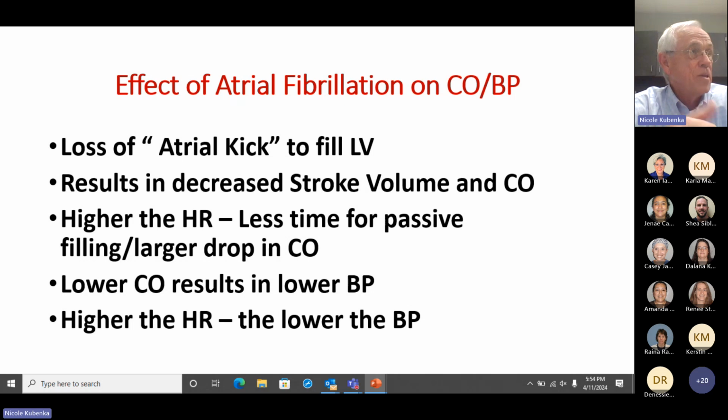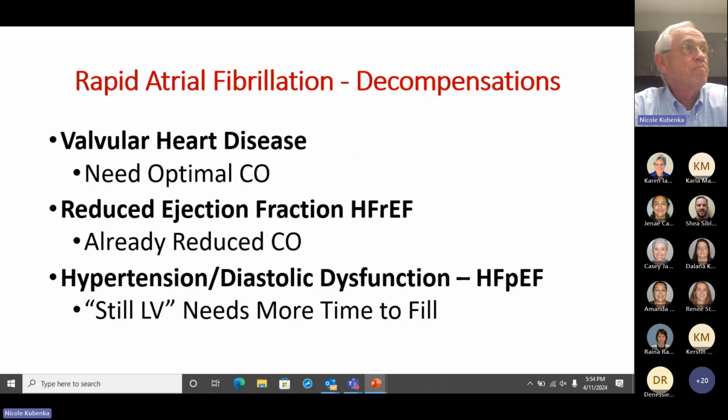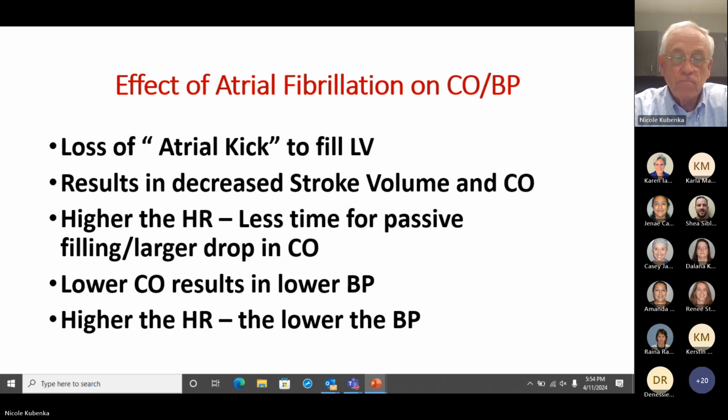So I get calls all the time. Do you really want to give this metoprolol? The blood pressure is only 90s. I say, what's the heart rate? 130. Absolutely. It's totally for the heart rate. That's a very common, I wouldn't say misunderstanding, just lack of understanding. People just have it tuned into their mind that metoprolol or Cardizem is for blood pressure, but in patients with atrial fib and a high heart rate, it's there to keep the blood pressure up, because if you let the heart rate get too high, the blood pressure goes down. It's kind of paradoxical unless you really understand what's going on.